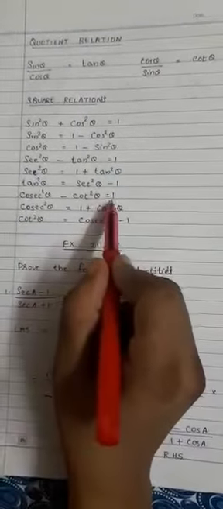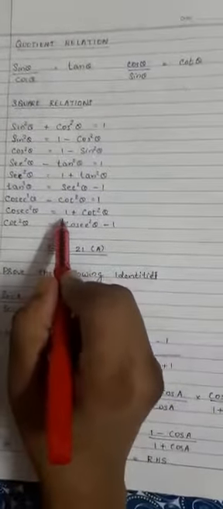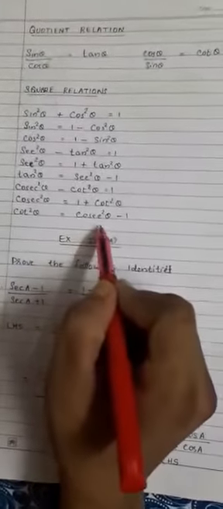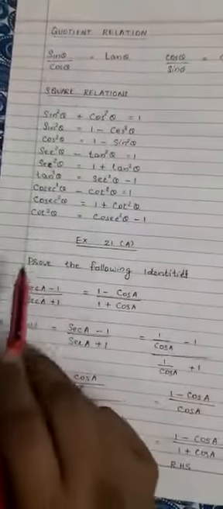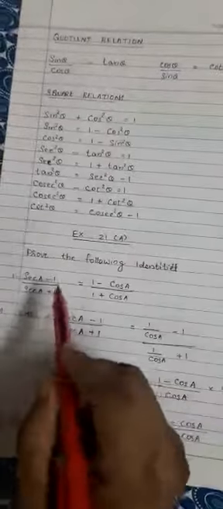Cosec square theta minus cot square theta is equal to 1. From this one, cosec square theta is equal to 1 plus cot square theta. Cot square theta is equal to cosec square theta minus 1. Keeping all these relations in your mind, let us start the exercise.